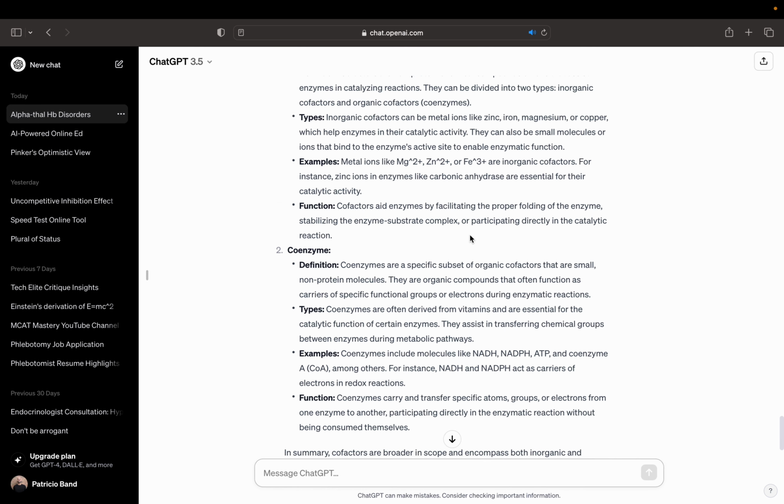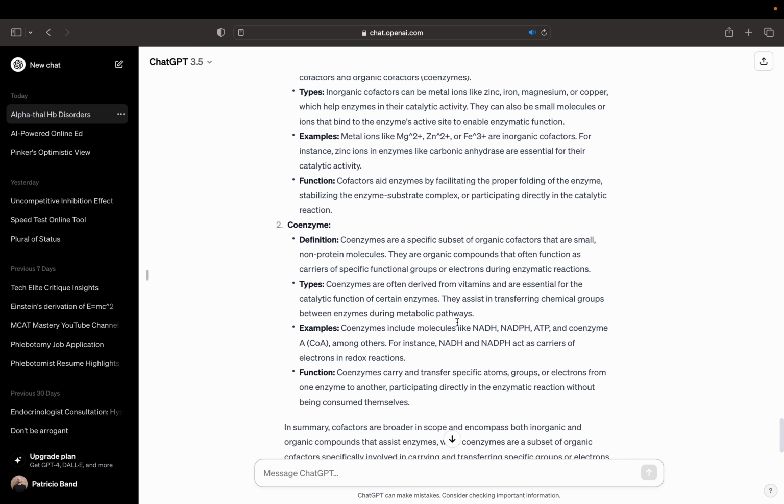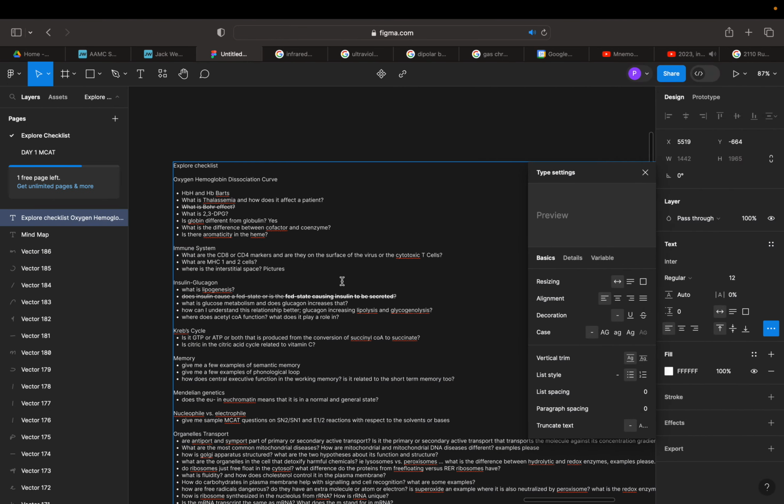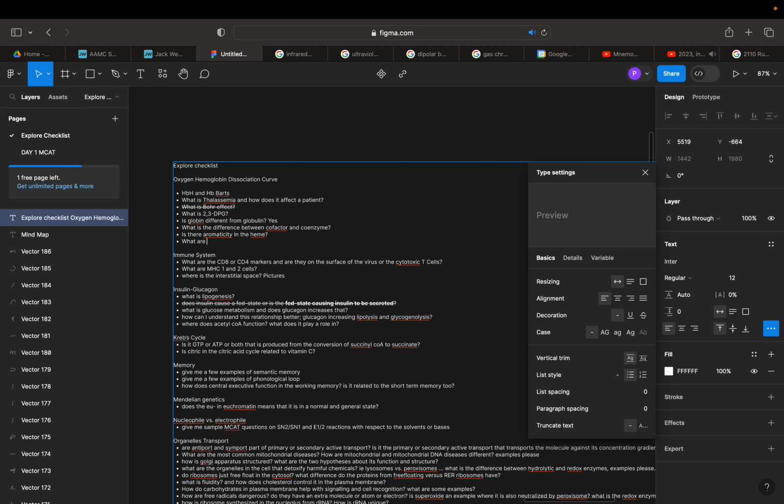And coenzymes are organic. Examples are NADH, NADPH, ATP, CoA, among others. For instance, NADH and NADPH act as carriers of electrons in redox reactions. And their functions are carrying and transferring specific atoms. So what are cofactor and coenzyme examples?